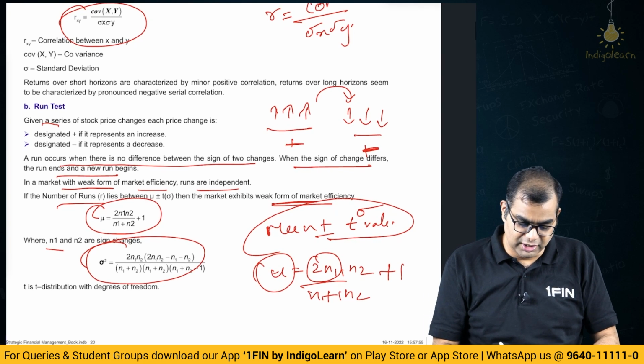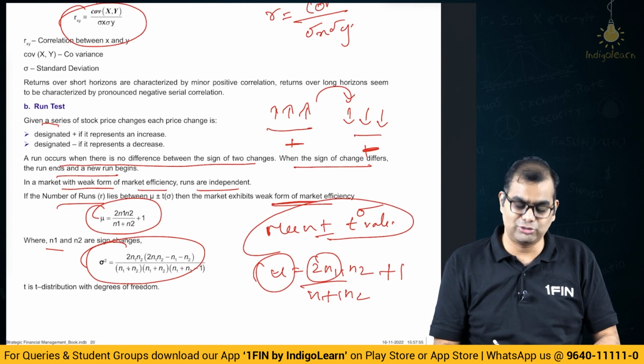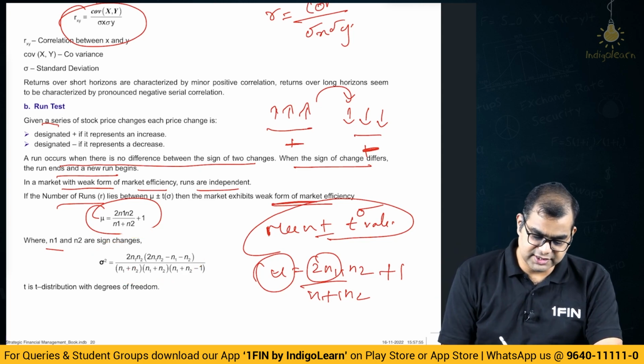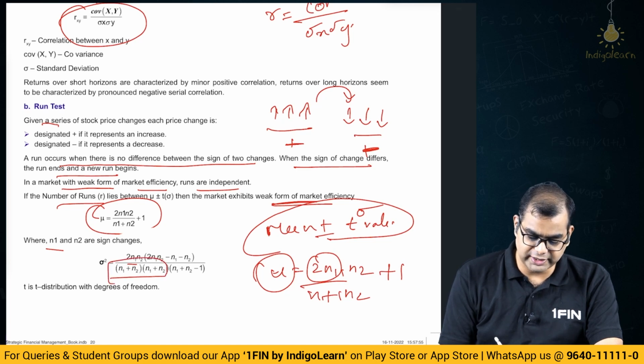What is the standard deviation formula? So what is variance? Variance is 2 n1 n2 into (2 n1 n2 minus n1 minus n2) by (n1 plus n2) whole square into (n1 plus n2 minus 1). This is variance. So standard deviation is the square root of variance.